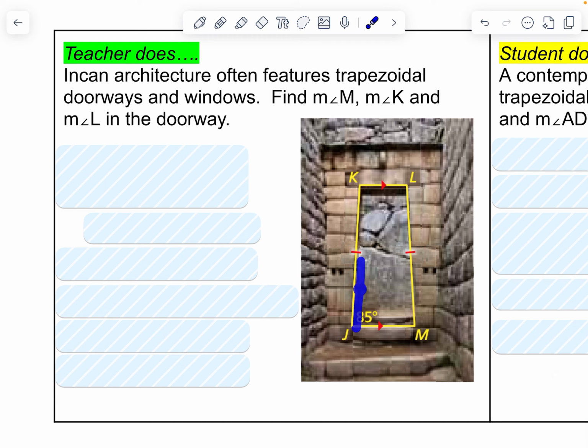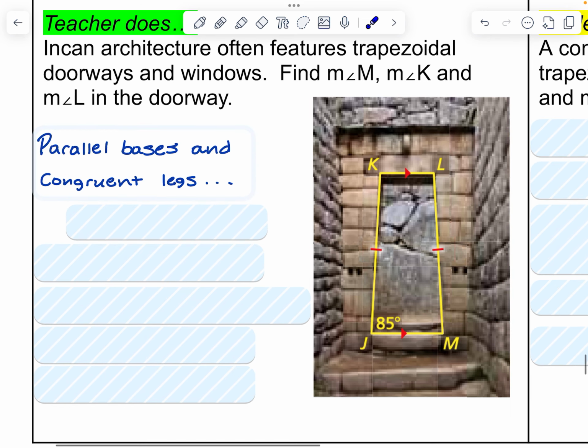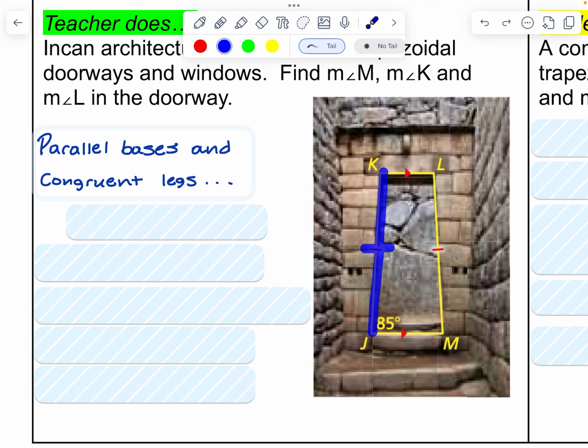We have a trapezoidal doorway, hallway, window, I don't know. We want to find angle M, angle K, and angle L. We have parallel bases, JM and KL. We also have, and it's very hard to see in the picture, that JK is congruent to ML. So not only do we have parallel bases, but we also have congruent legs.